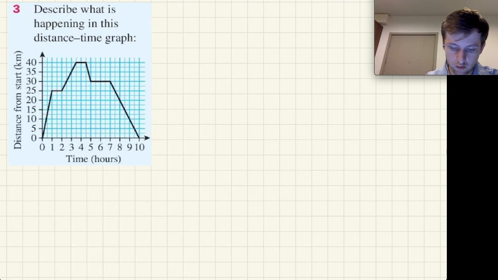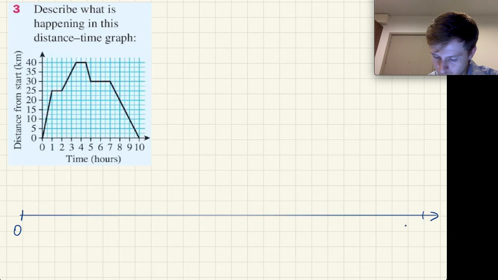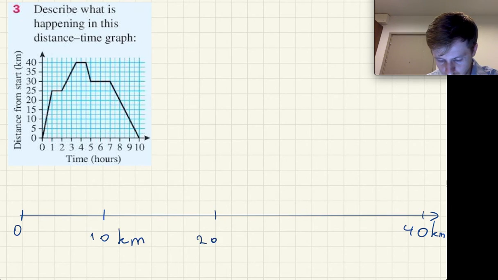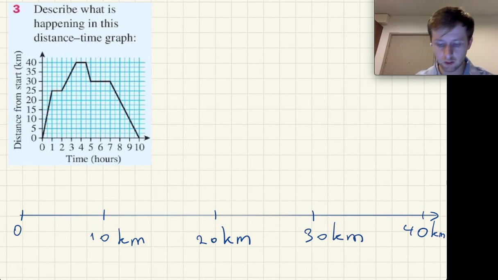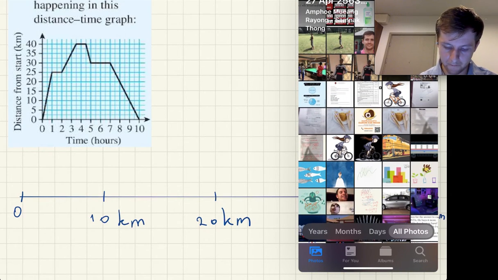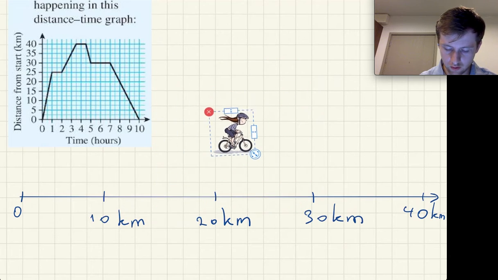Let me do it like this. So there is 40 kilometers, right? There is 0, and here is 40. I'm not gonna make it super precise, okay? So this is gonna be 10 kilometers. Here is 20. Somewhere here we have 30 kilometers, like this. And let me find this picture for you. Yeah, the girl cyclist picture. Oh no, this is a train. Yeah, I have this small cyclist picture.